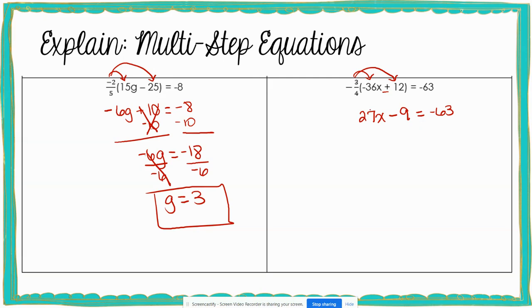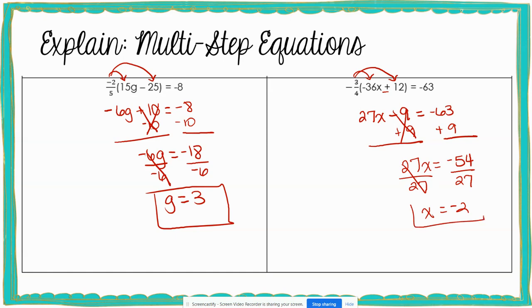Now that both sides are simplified, I'm going to solve like normal, so I'm going to add 9 on both sides of this equation. These will cancel to leave me with 27x equals, and then -63 plus 9 is -54. To get x by itself now, I'm going to divide by 27 on both sides. These will cancel to leave me with x equals, and -54 divided by 27 is -2. So x equals -2.